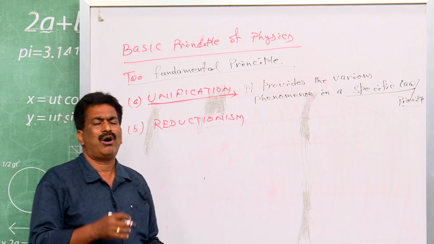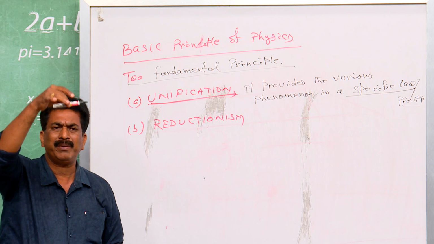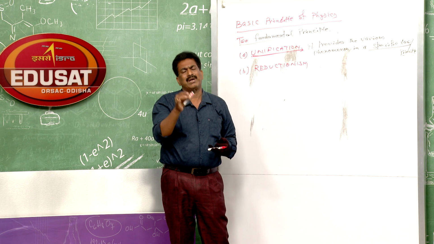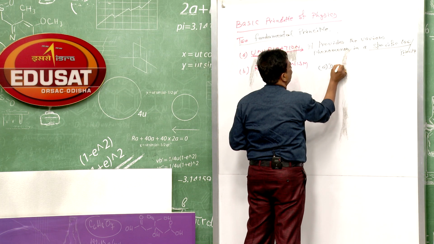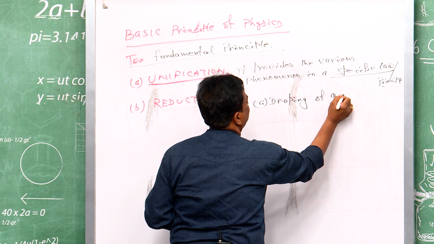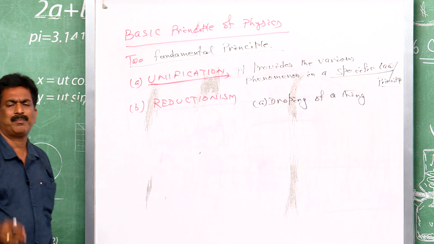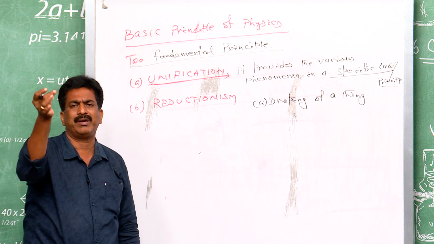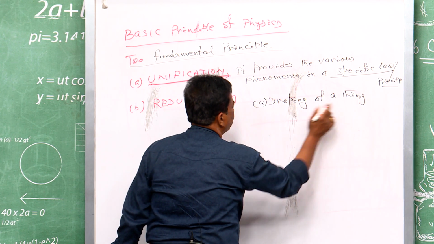Suppose I will give you one example. When this marker is dropped, why is it dropped? We came to know that it is due to gravity. So the dropping of a thing, whether it is a marker, a paper, a stone, or whatever it may be, is due to gravity.